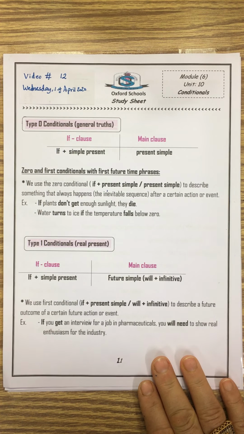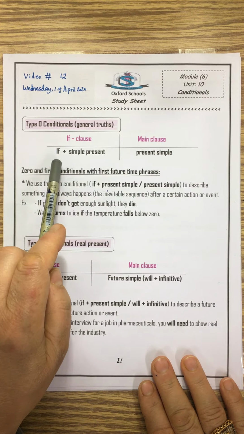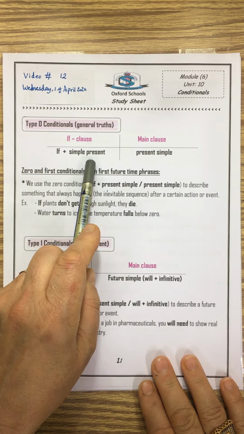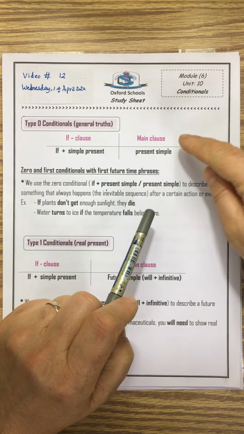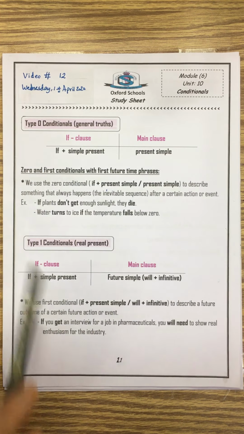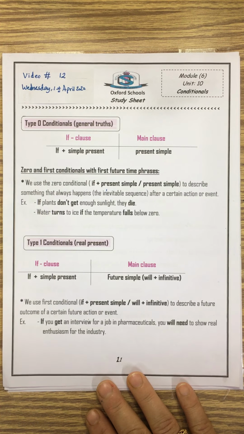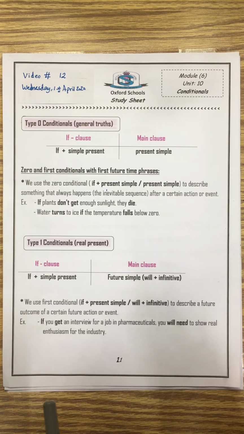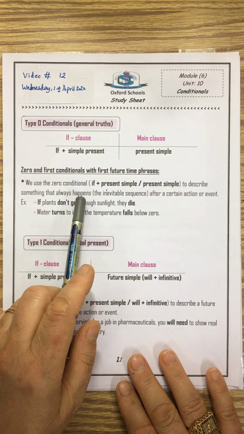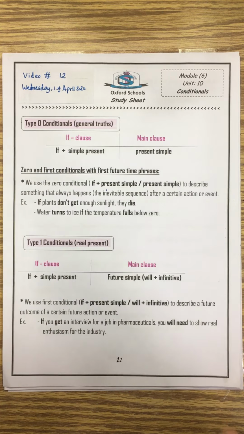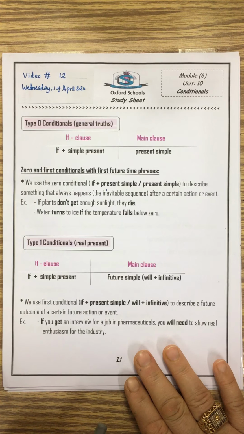Type 0 conditionals, general truths. The if clause, the if part, has if plus simple present. Now the main clause or the independent clause has a present simple. Zero and first conditionals with future time phrases. We use the zero conditional, if plus simple present with the other part أو الشق الثاني also present simple, to describe something that always happens, the inevitable sequence يعني أمر محتم الحصول after a certain action or event.